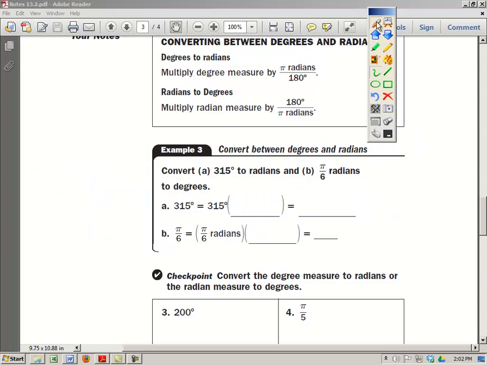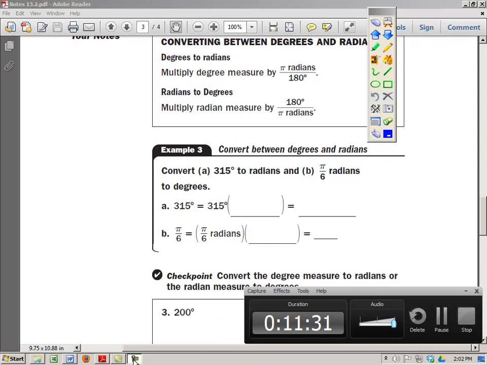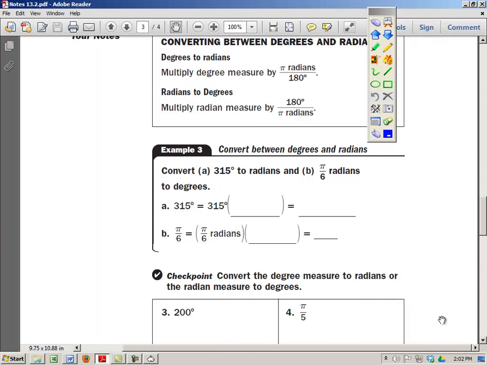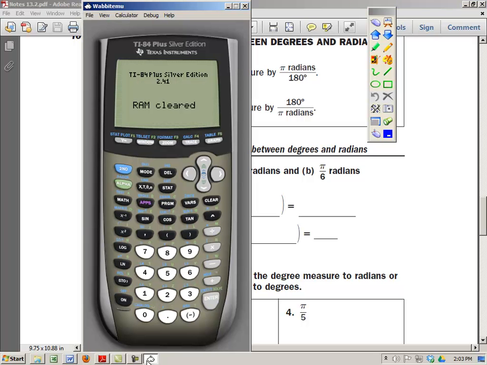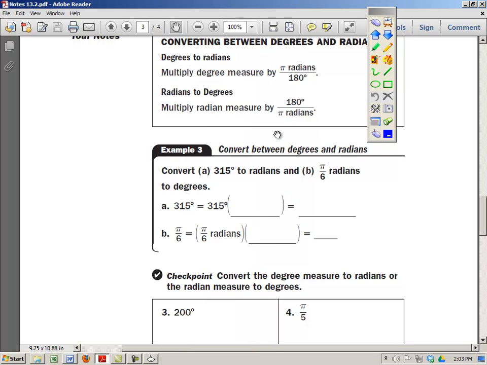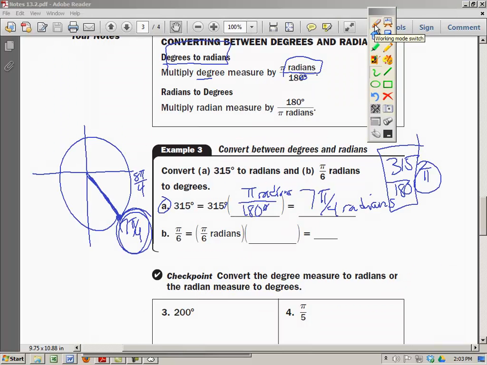Now, I'm not great at reducing fractions, and so maybe I'm going to do something a little different instead. What I want to do this time is make this 315 divided by 180, and then I press enter, and it's 1.75, and then I just hit math, change it to a fraction, and that's 7/4. So what that tells me now is that this is 7 pi over 4.